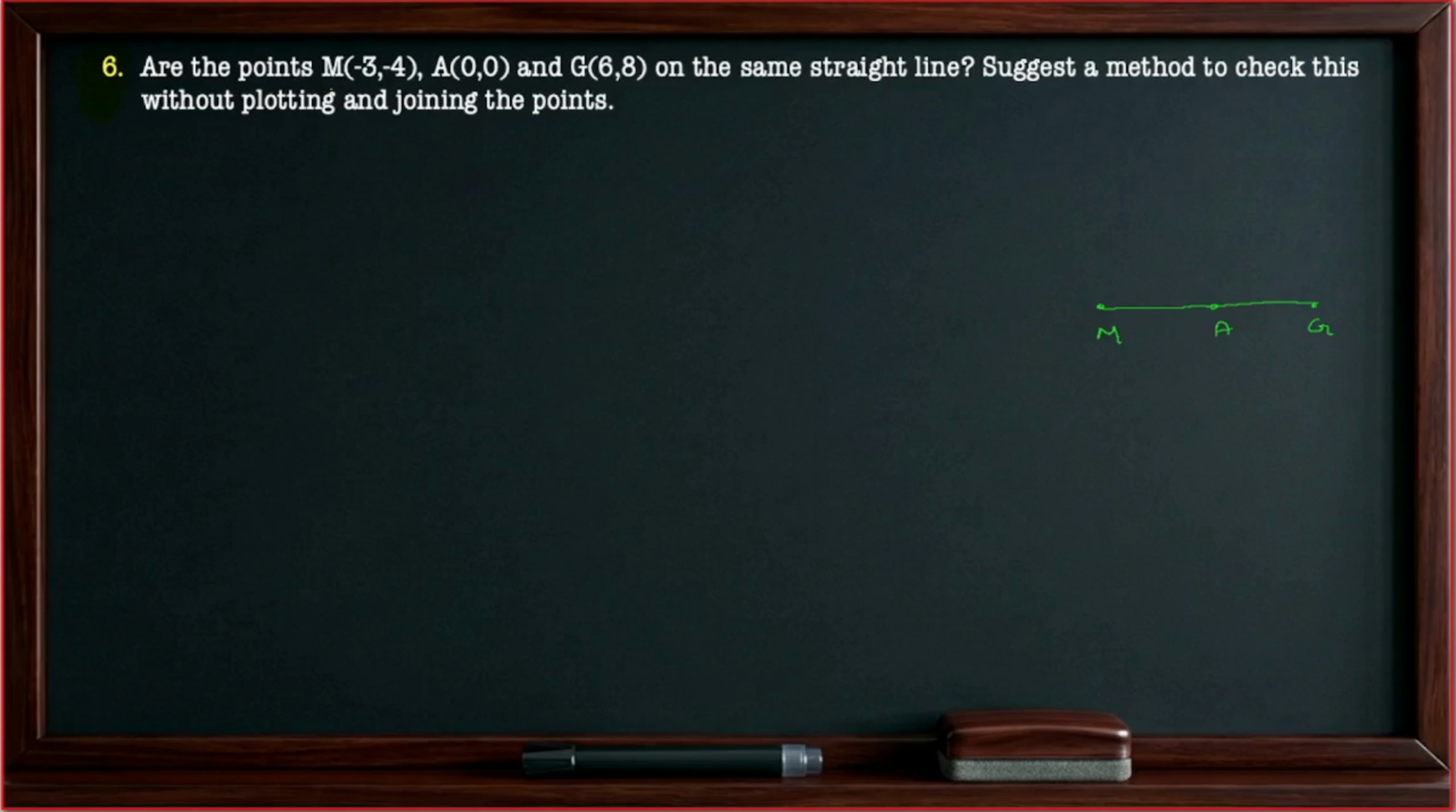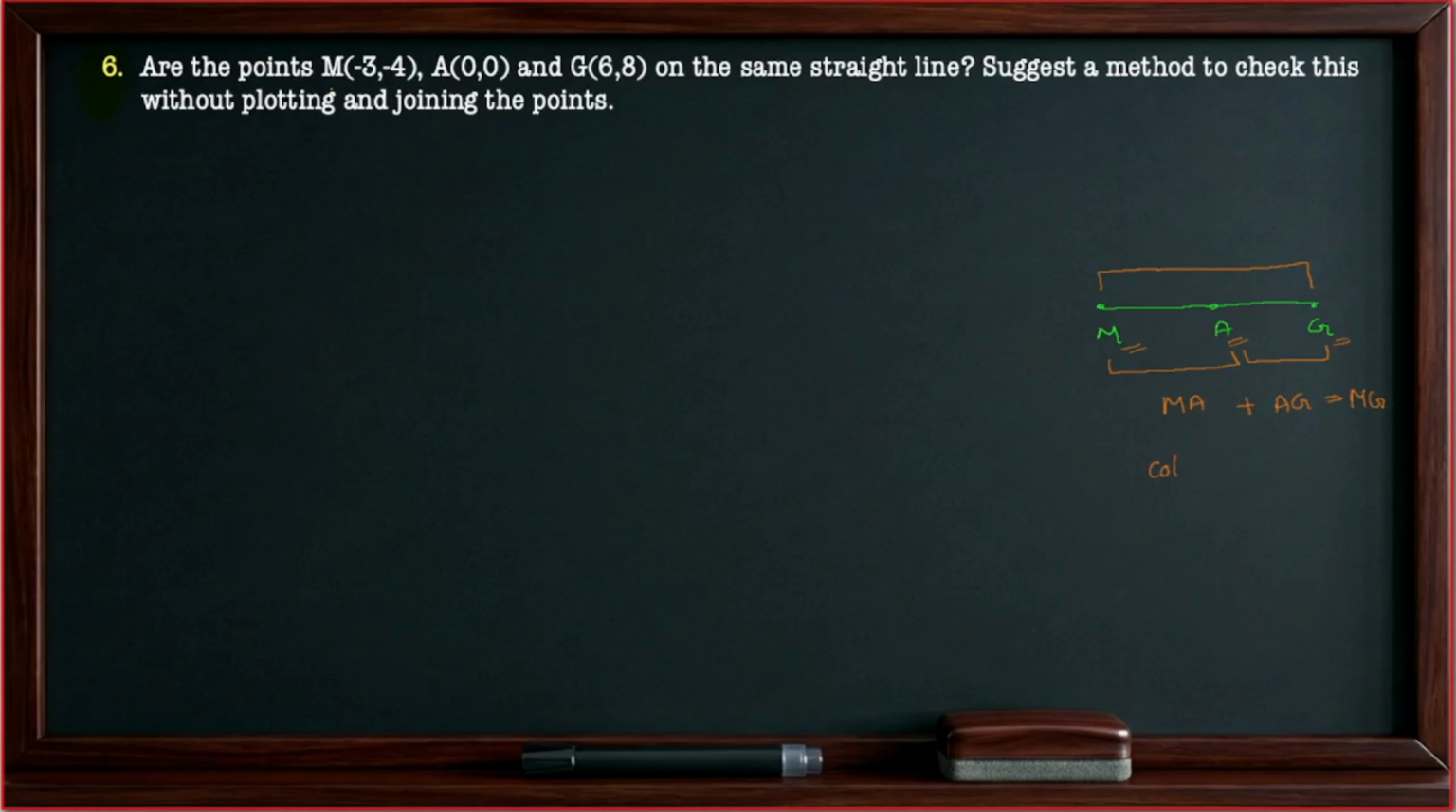And so here's the idea. If these points M, A, and G lie on the same straight line and A lies between M and G, then the distance from M to A, which is MA, plus from A to G, that is AG, must equal the distance MG. So if it satisfies this condition, they all lie on the same line, or they are collinear.